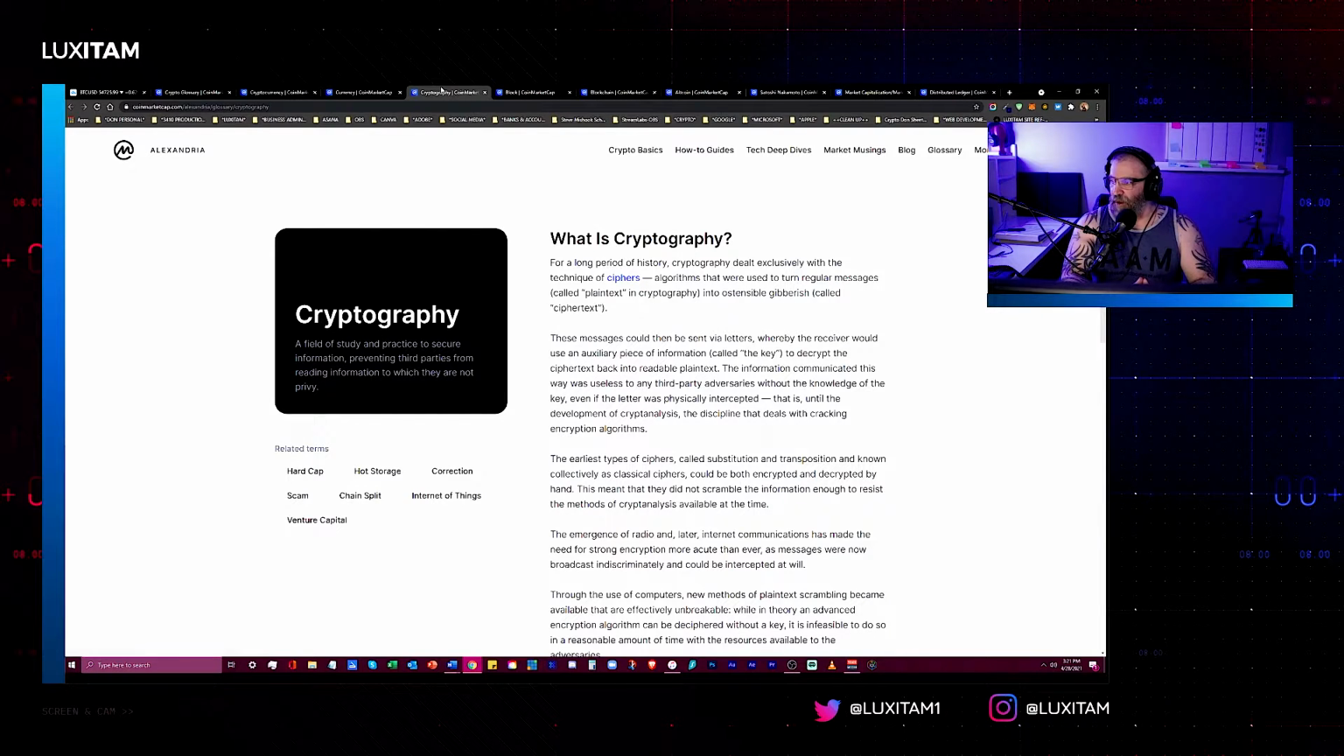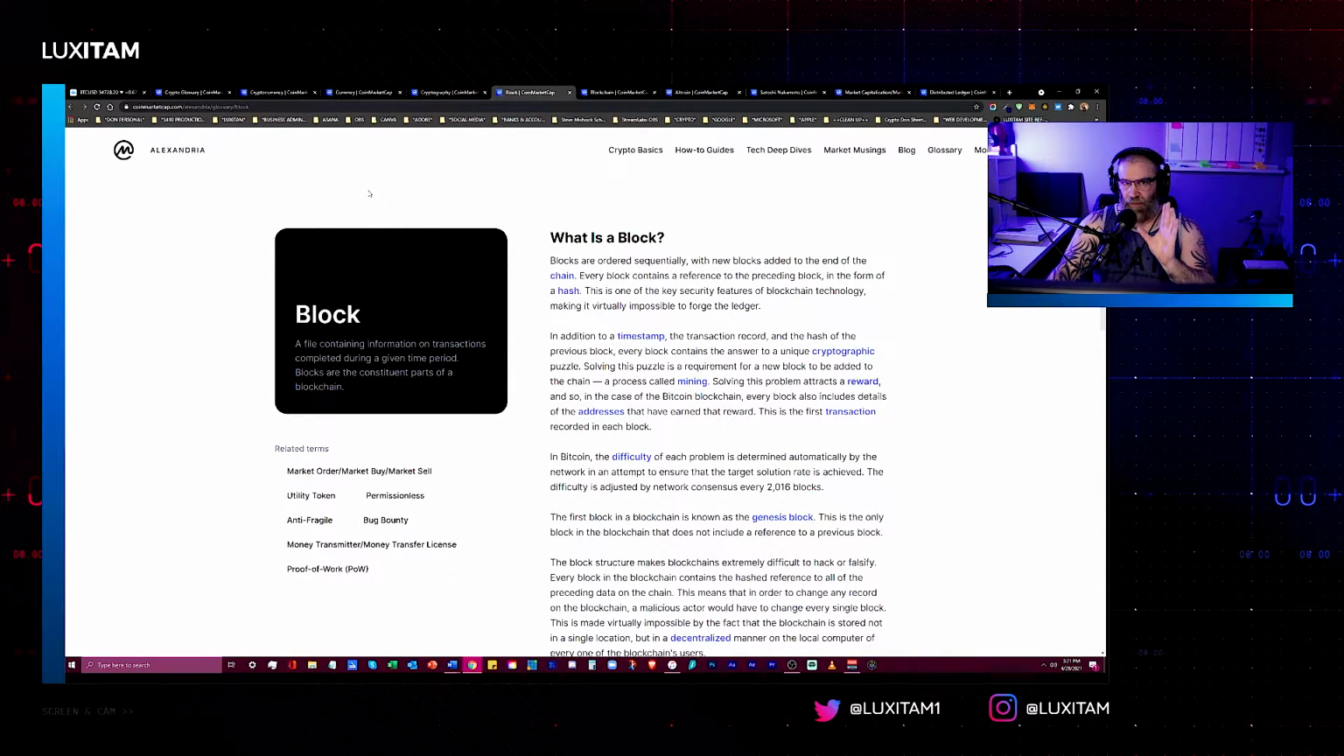Cryptography, the field of study and practice to secure information, preventing third parties from reading information to which they are not privy. So cryptography is the method and the science behind taking information and changing it, delivering it, and then unchanging it, if you will, so the receiver only can understand what the message was. Definitely something to understand.